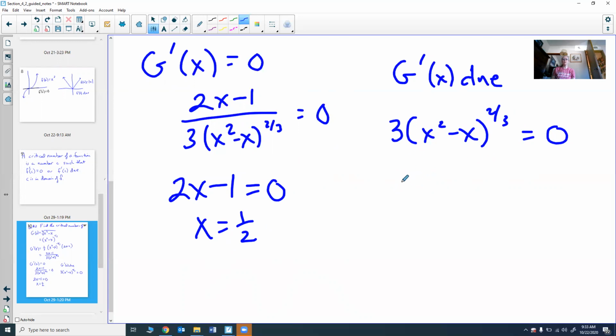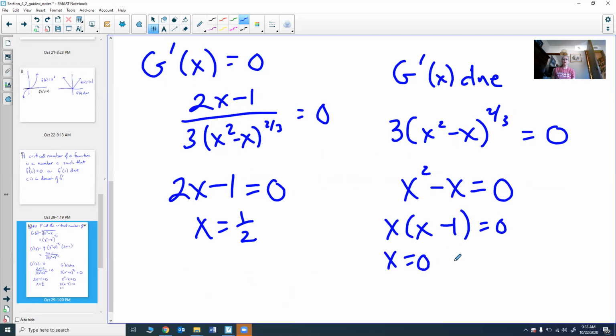Solving this, divide both sides by 3, raise both sides to the 3/2 power. You get x squared minus x equals 0. Pull the x out, so you get x times x minus 1 equals 0. So x equals 0 and x equals 1. So here are your 3 critical points: x equals 1/2, x equals 0, and x equals 1.